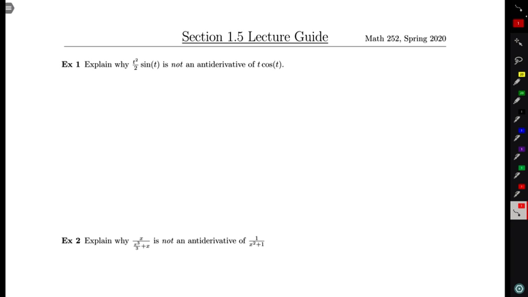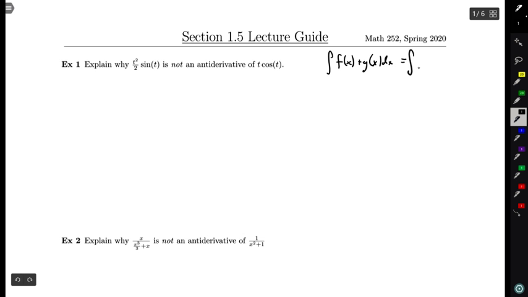That is a good way of dealing with addition, since we know that the integral of f of x plus g of x dx is the integral of f of x dx plus the integral of g of x dx. So this rule tells us that when I'm adding two functions, I can integrate them separately.